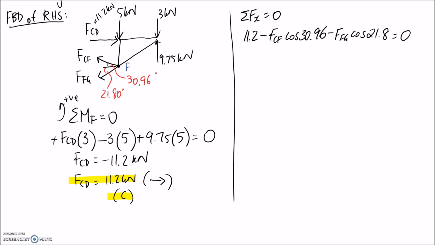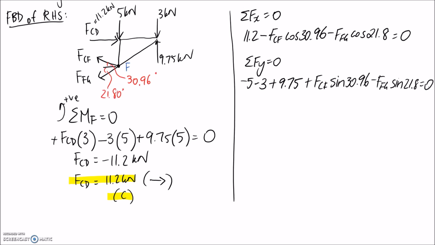Alright, so now we just need to apply sum of forces in the y direction, and it will give us a second equation with the same 2 unknowns, so we'll be able to solve them simultaneously. So we have 3 external forces only in the y direction, so we've got negative 5, negative 3, and positive 9.75. We have a component of FCF, it's going up, so it's going to be positive. It's going to be the sine side of the triangle. And FFG is going downwards, so it's going to be negative. Again, the sine side of the triangle.